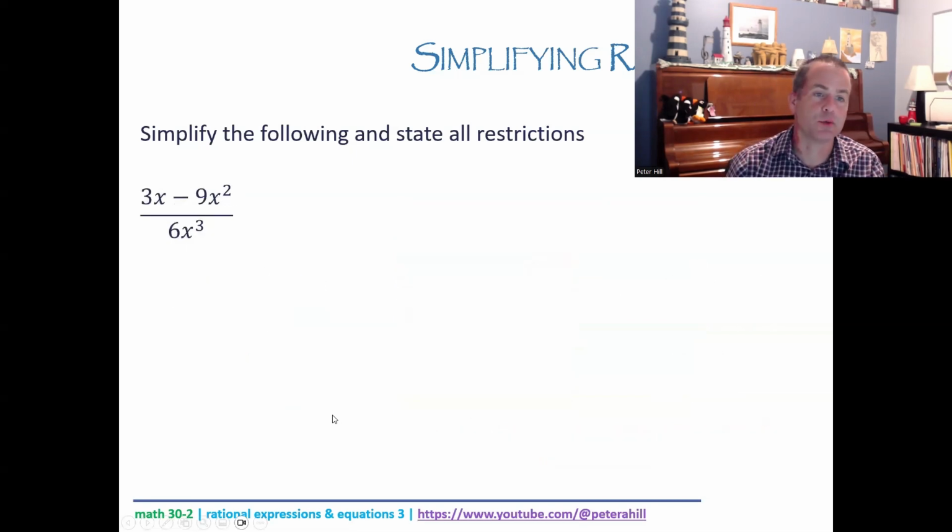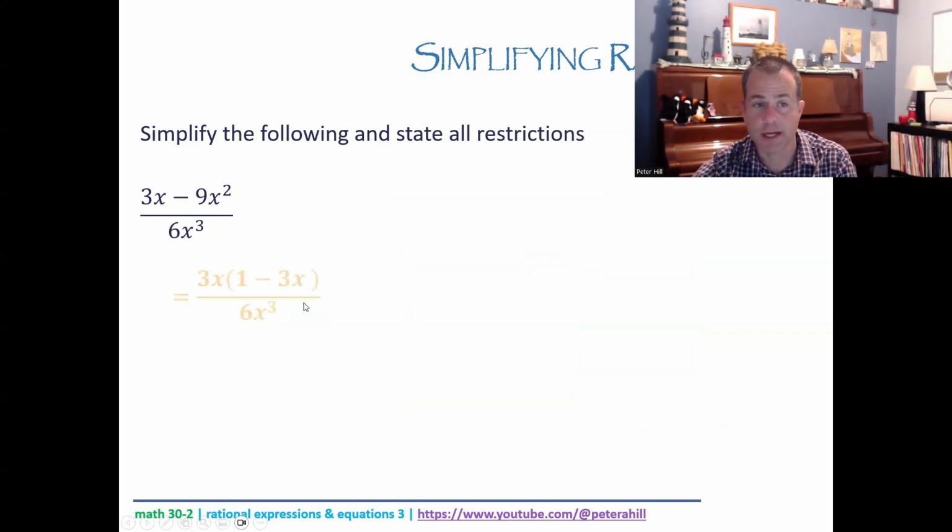3x minus 9x squared over 6x cubed. So again, going through this process, I want to factor first, then I want to state restrictions, then I want to simplify. So when I look at this, I can take out a 3x from the top. If I take out a 3x from the top, I'm going to be left with 1 minus 3x. Then I can look at this here and say, okay, 3 over 6 is 1/2. X over x squared, or sorry, x over x cubed will be x squared, okay?